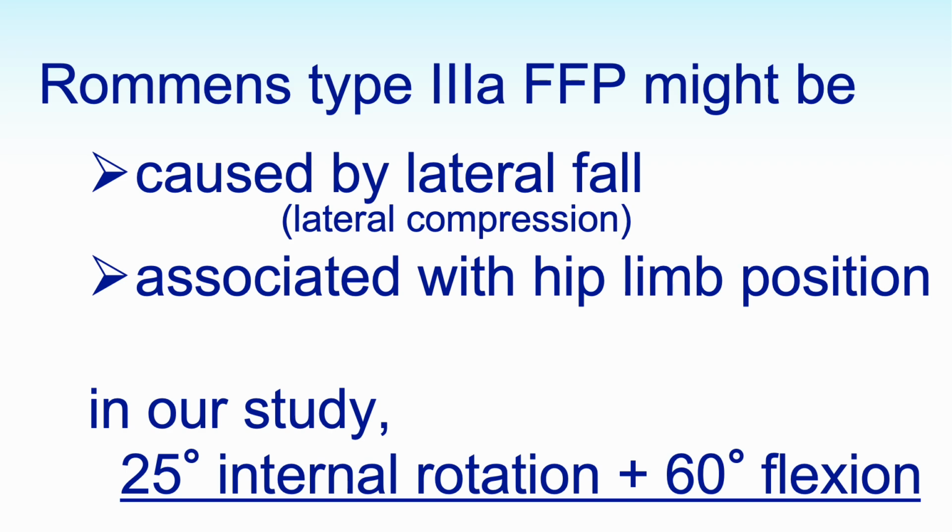Our QCT-FEA has demonstrated that Rommens type 3A FFP might be caused by lateral fall and associated with hip limb position. The direction of the fall was significantly associated with fracture type. Iliac fractures were more likely to occur in lateral fall patterns, particularly when the hip is in internal rotation and flexed at 60 degrees.